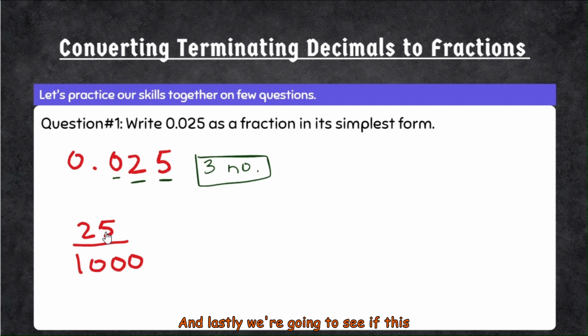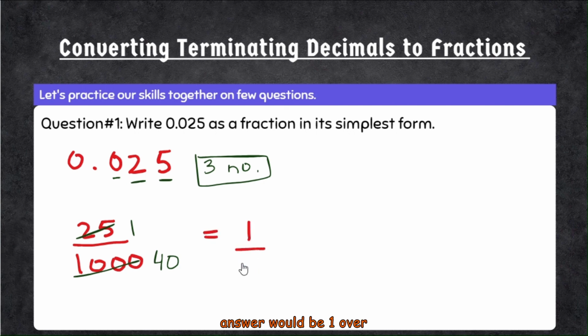And lastly, we're going to see if this fraction can be simplified. 25 divided by 25 is 1, and 1000 divided by 25 is 40. So our simplified answer would be 1/40.